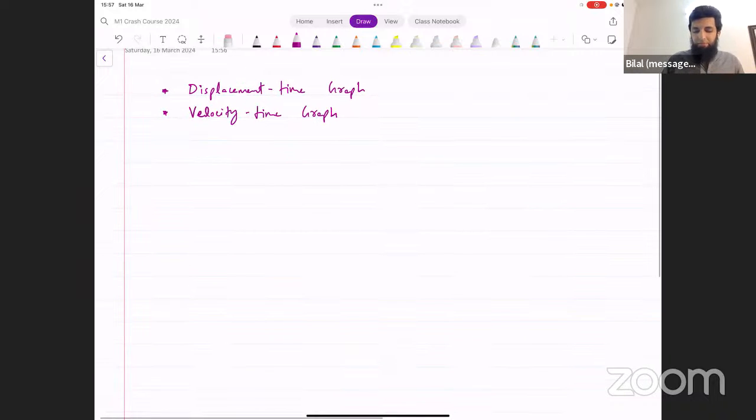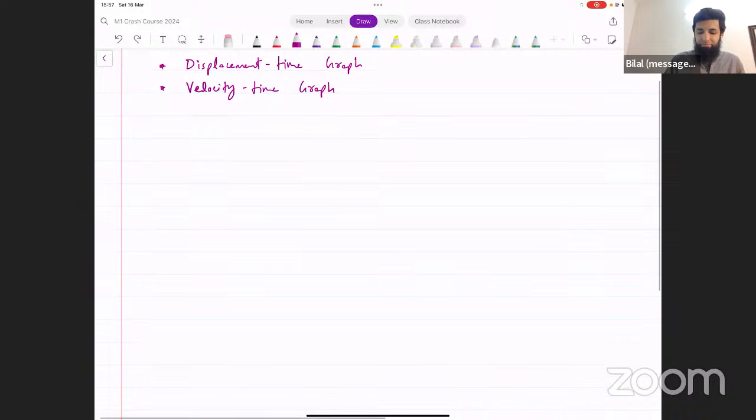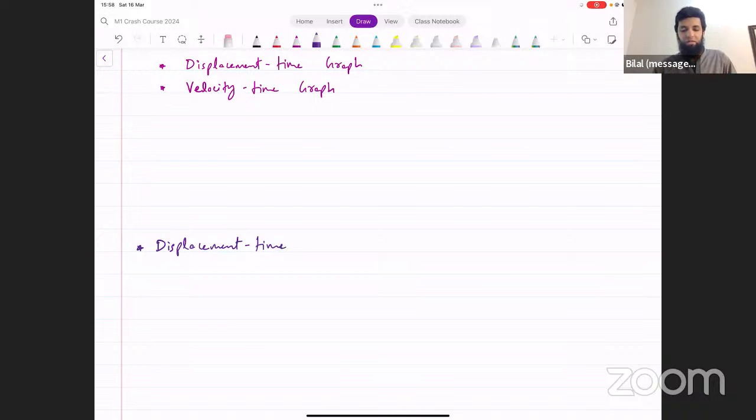Now, if you have a displacement time graph, what that means is displacement is on the vertical axis and time is on the horizontal axis, right? So time will always be on the horizontal axis because that's an independent quantity. Displacement depends on time, so that's on the vertical axis.